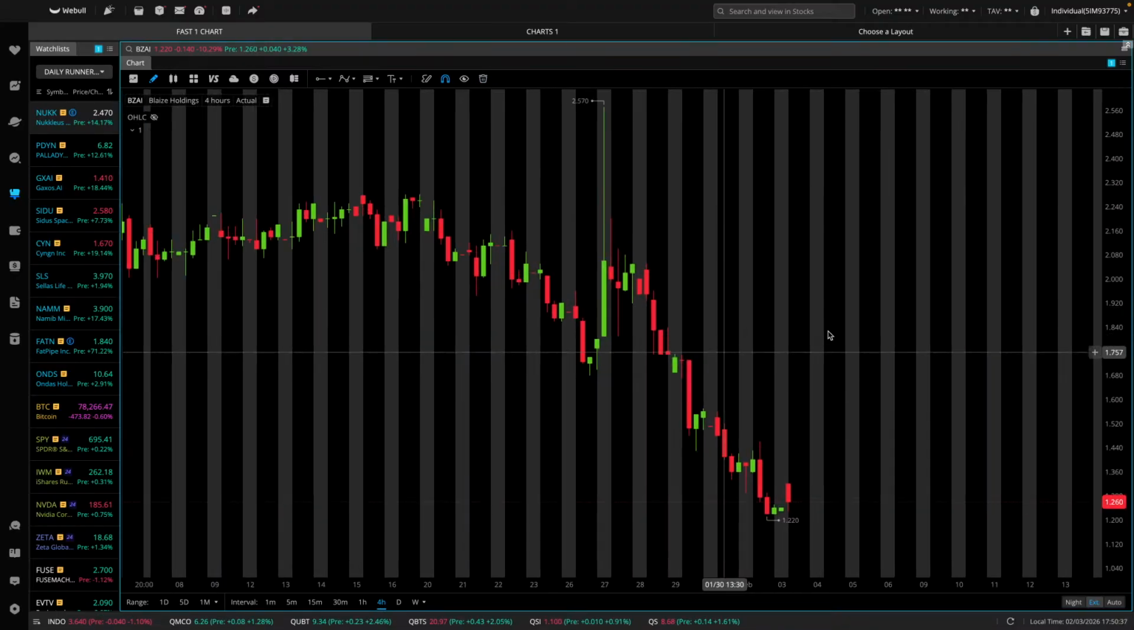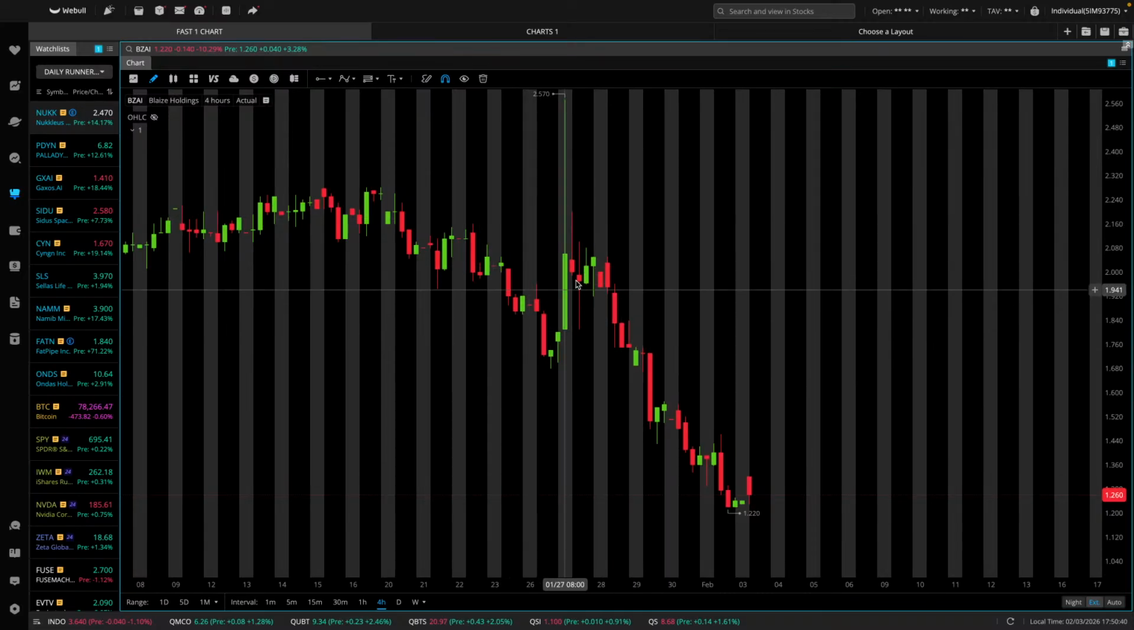BZAI, not interested in this. Very bearish downtrend. No sign of reversal on this, unfortunately.